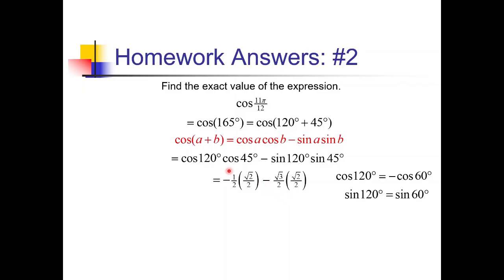Multiplying these out, we've got negative root 2 over 4 and negative radical 6 over 4. And then I can combine these into a single fraction to be negative radical 2 minus radical 6 over 4. Or if I wanted to, I could make this whole fraction negative and just call this radical 2 plus radical 6 over 4. That's another way of writing this one.